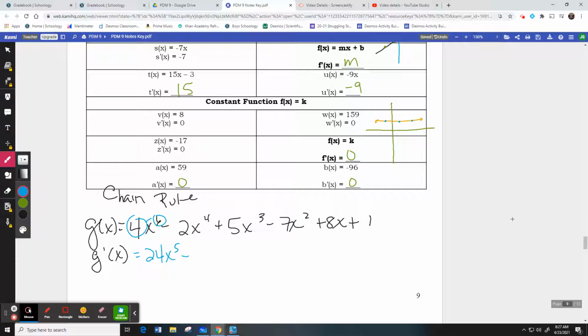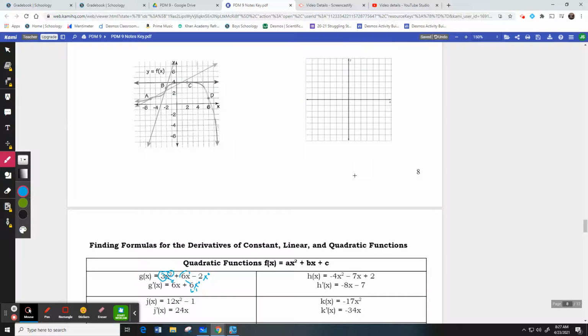Minus here, 4 times 2, so 8x to the 3rd, 5 times 3, so plus 15x squared. 2 times 7 is 14x. 1 times 8 is 8. And then the derivative of a constant is 0. So that would be your derivative. So you'll learn more about that when you take calculus, but that's just a little sneak peek.